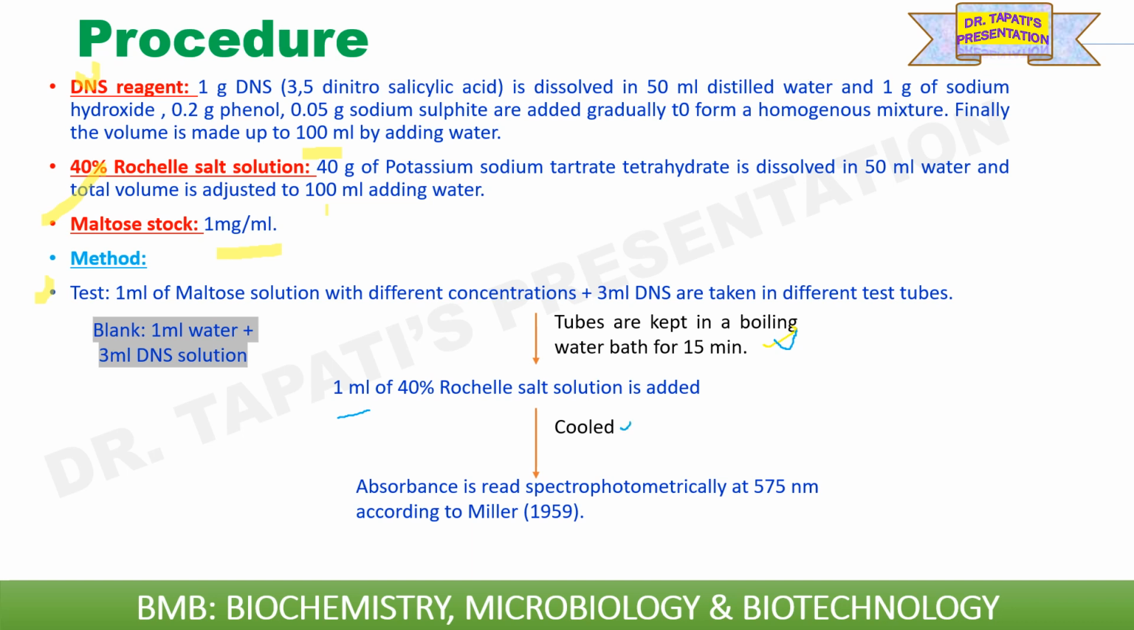After cooling, we have to measure the absorbance at 575 nanometer, following the method of Miller 1959. In the blank solution, we need 1 ml water and 3 ml DNS. In the blank solution, there will be no maltose, only 1 ml water and 3 ml DNS.